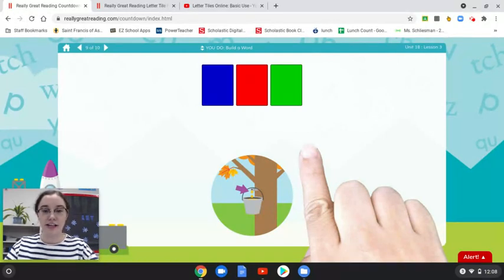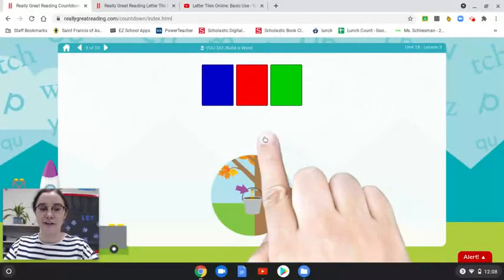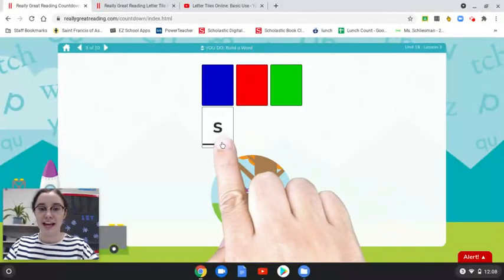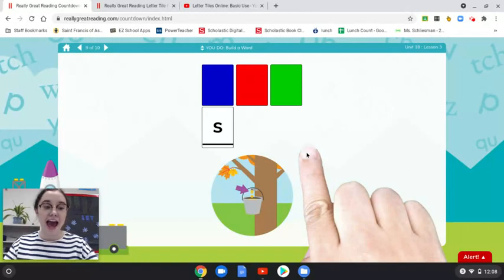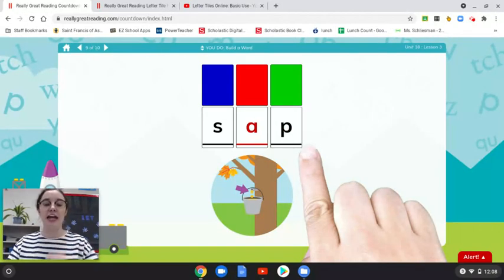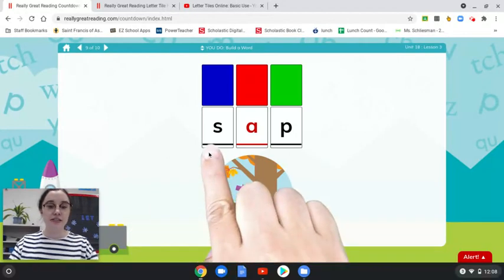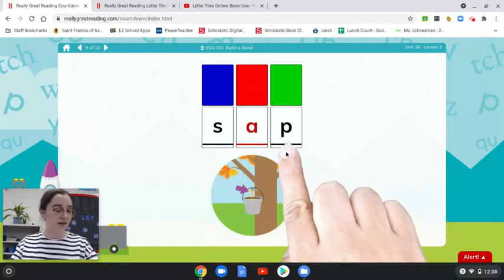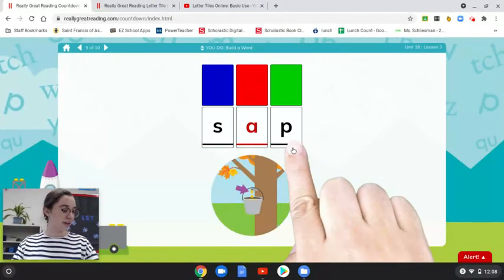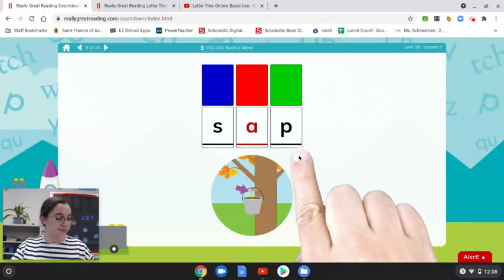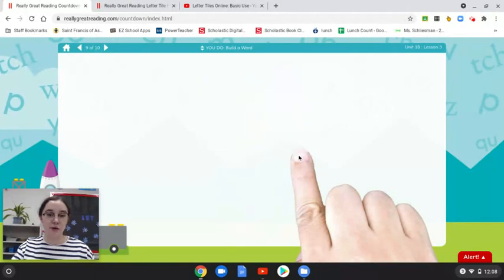Our first sound is S. So what letter do you have for your first sound? S. Good. The next sound we hear is A. What letter do you have there? A. Our last sound is P. So what letter did you put down? P. Good. Let's touch each letter tile underneath it as we say its sound to check. S. A. P. Sap. Good. Now let's clear our boards and try another one.